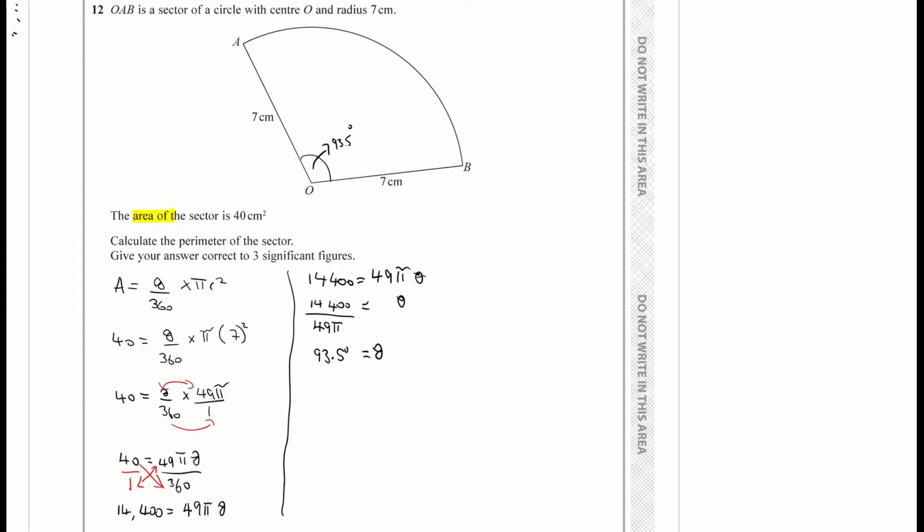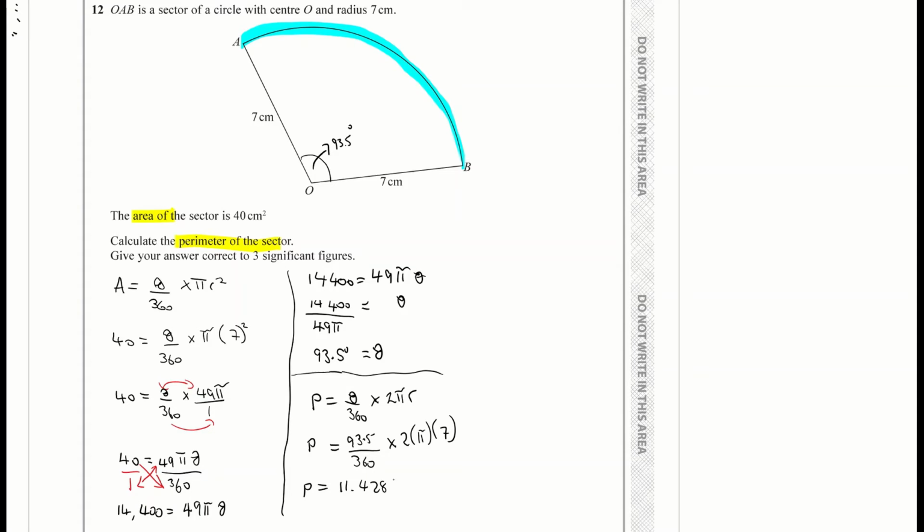The question, though, wants us to find the perimeter of the sector. So the formula for the curved part of the perimeter is the circumference of the circle, which is angle over 360 multiplied by 2 pi r. And I'm just going to fill everything in. My angle theta is 93.5 over 360 degrees multiplied by 2 multiplied by pi multiplied by r, which again from my diagram is 7. When I multiply that all out on my calculator, I'm getting the curved part of the shape. So I'm just going to highlight in aqua. This part has a perimeter of 11.42857. So that's that aqua blue part there.